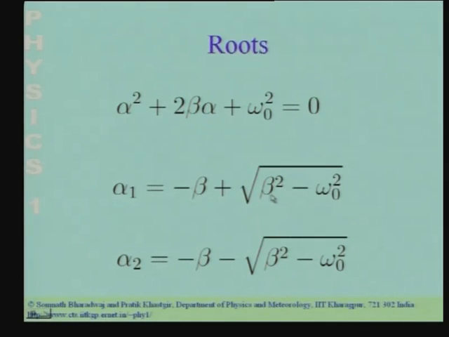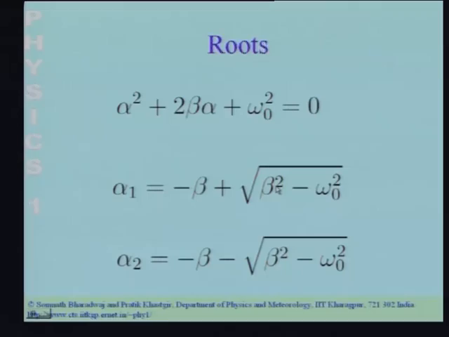In the last class, we had considered the situation where beta is less than omega naught. This situation is what is referred to as the underdamped oscillator. So, when beta is less than omega naught, the term inside the square root over here is negative, and you have an imaginary number over here. So, the roots are complex, and the imaginary part gives rise to oscillations, and this real part over here is what causes the oscillations to decay with time. So, this was the underdamped oscillator.